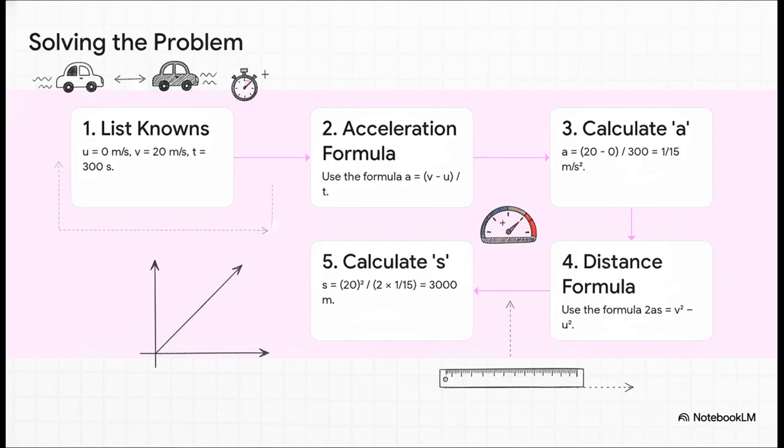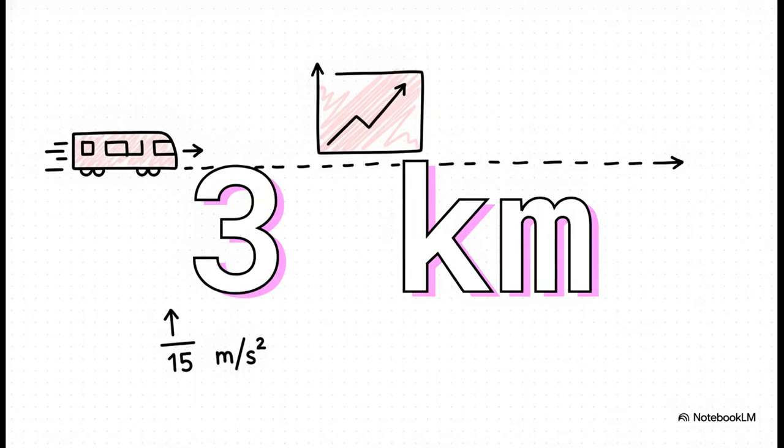Now for distance. We can use the formula 2as equals v squared minus u squared. Rearranging for s, we get s equals v squared divided by 2a. Plugging in the values, we have 20 squared divided by 2 times 1 upon 15. This calculates out to 3,000 meters. So there we have our answer. The train traveled a distance of 3,000 meters, which is, of course, 3 kilometers. See? By breaking the problem down into simple steps and using the right formulas, we can solve it quite easily.